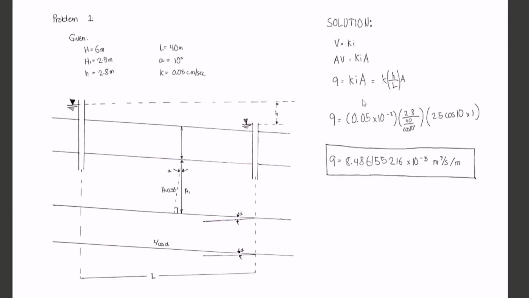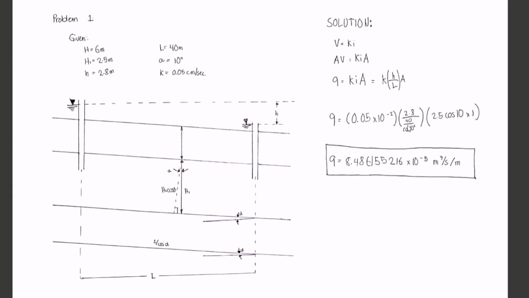So, itong hydraulic gradient natin, pwede nating palitan ng head over the total length of soil sample. So, meron na tayong general formula na Q is equals to K times H over L times A. So, substitute na lang natin yung mga given. So, Q is equals to K natin na 0.05. Since centimeter siya, mag-multiply tayo ng 10 to the negative 2 para maging meters. Then, ang H natin, which is equals to 2.8 meters.